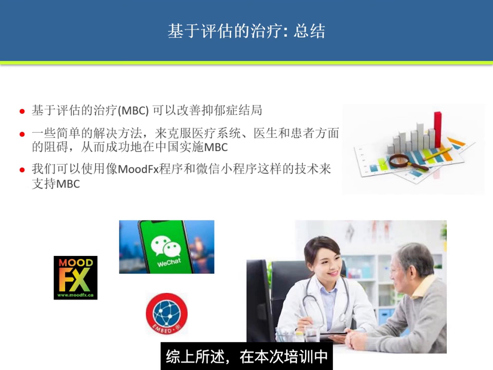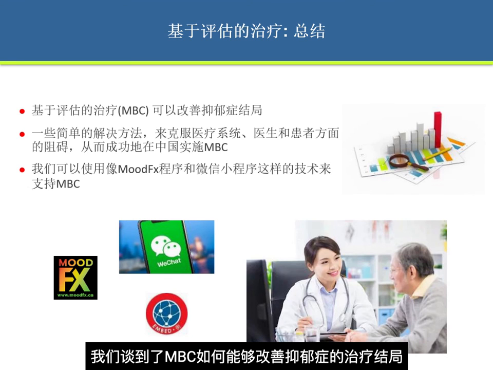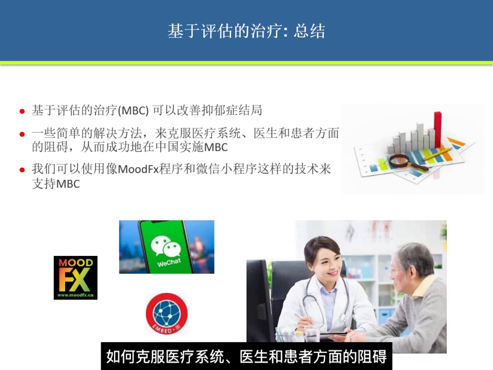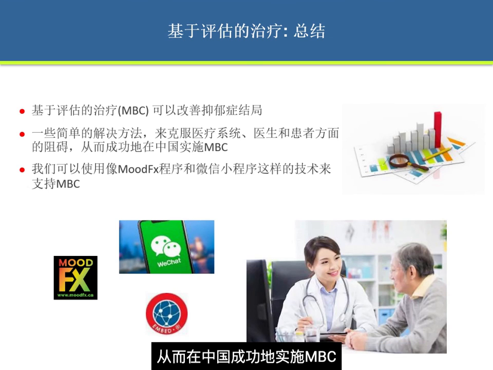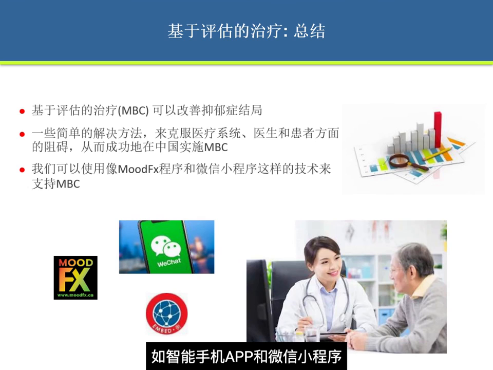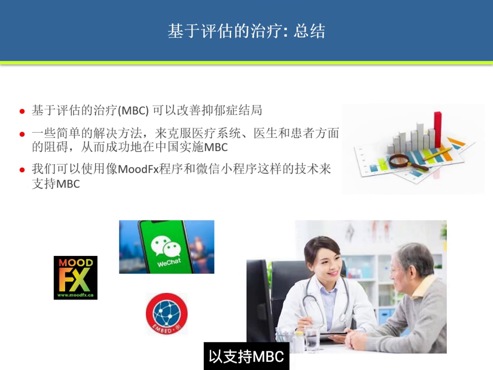So, to summarize, in this presentation, we've talked about how measurement-based care can improve treatment outcomes in patients with depression, and how simple solutions can overcome some of the barriers for hospitals, doctors, and patients to successfully implement measurement-based care in China. We've also talked about how we can use technology like smartphone apps and WeChat mini programs in order to support measurement-based care.